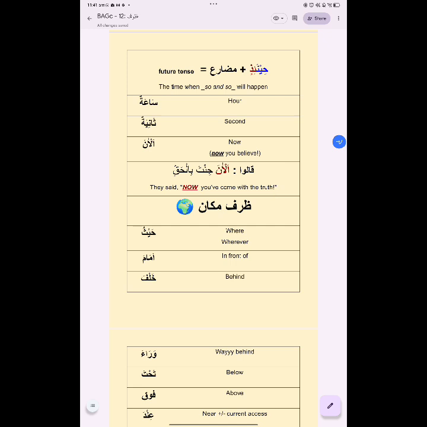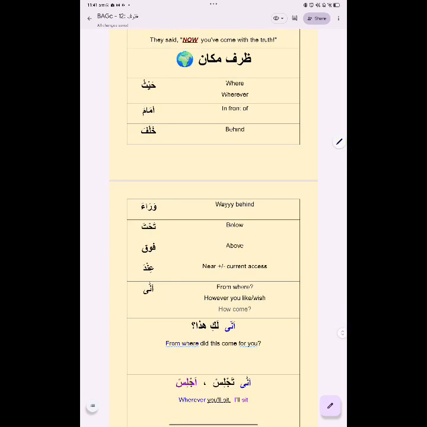Now let's see what zarf makan are. Haythu means where or wherever. Amama means in front of. Khalfa means behind. Wara'a means way behind. Tahta means below. Fawqa, above. Inda means near, something which is near, but you may or may not have current access to it.